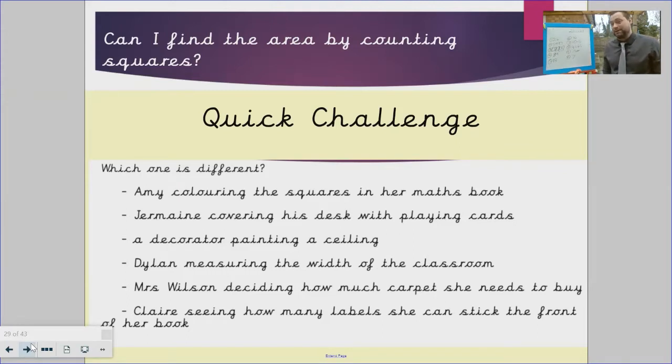No. He also needs to find out the length of the room as well to find out the area. So just finding out the width of the classroom isn't going to help. So that one, by process of elimination, is the odd one out.